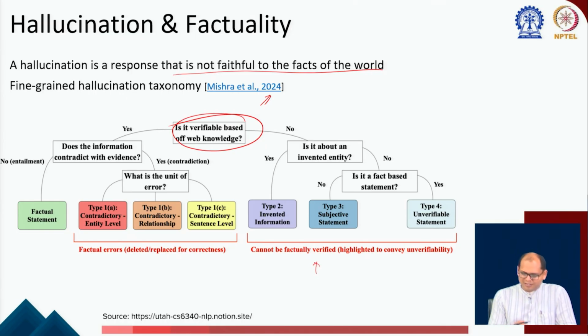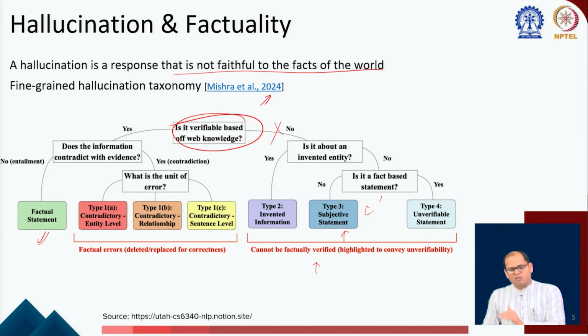Of course, there may be nuances, because many times the model may invent an entity and talk about it, so then you can't even verify this. It may be a subjective statement, unverifiable. So let's not even talk about this part. But suppose it can be verified from the web of knowledge, then you can ask again: does it contradict the evidence? If it doesn't, it may be just entailment, putting it another way. Then it becomes a factual statement. That's the only thing that is factual.